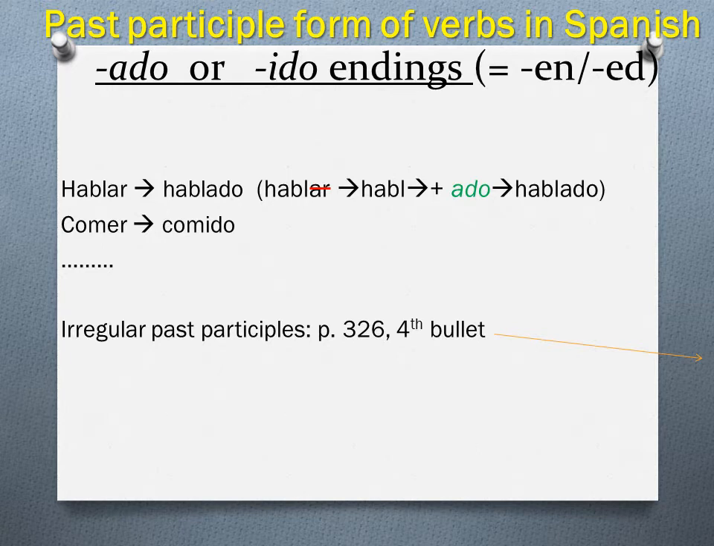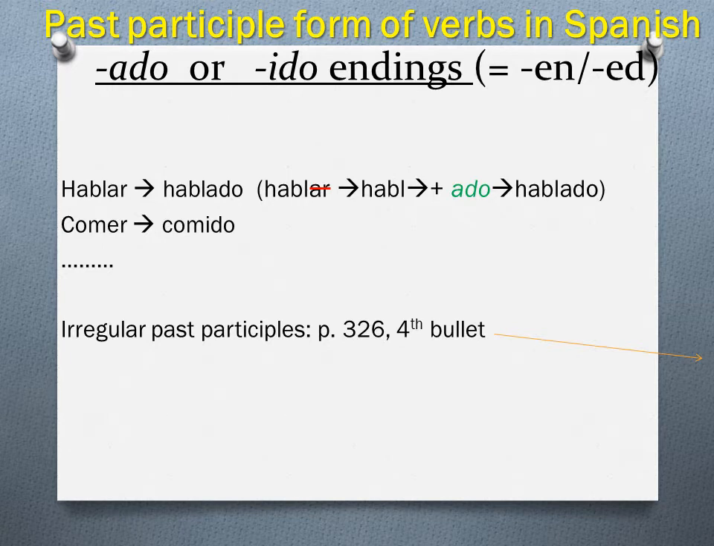because you take the infinitive, hablar, you drop the infinitive ending AR, you end up with the root habl. You add the ado ending, the past participle ending, and you get hablado. For comer, it will be comido, jugar, jugado, pensar, pensado, estudiar, estudiado, etc.